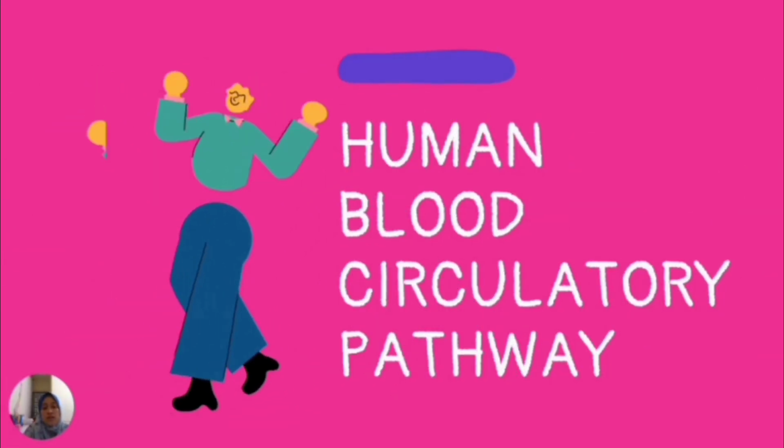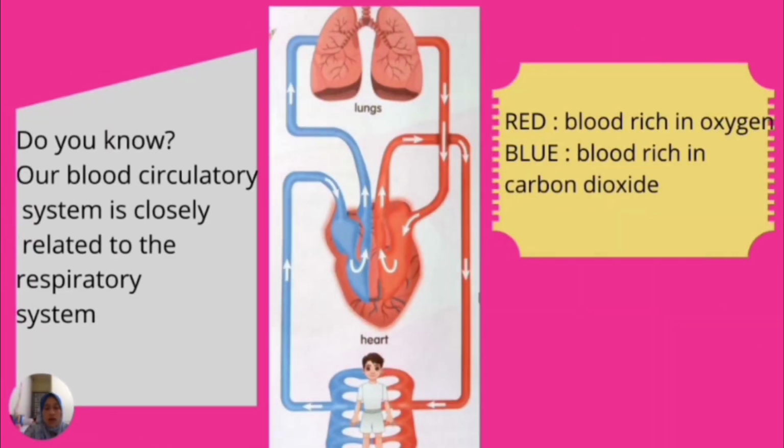Now let's take a look at the human blood circulatory pathway. Do you know our blood circulatory system is closely related to the respiratory system? Okay, now let's take a look at this diagram. The red one indicates the blood rich in oxygen and the blue one indicates the blood rich in carbon dioxide. When we inhale, the oxygen goes to the lungs and is transported to the heart by the blood. The heart pumps the blood rich in oxygen to the whole body. This is shown by the red path.